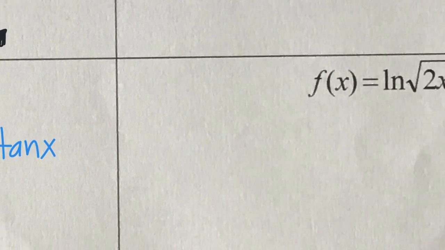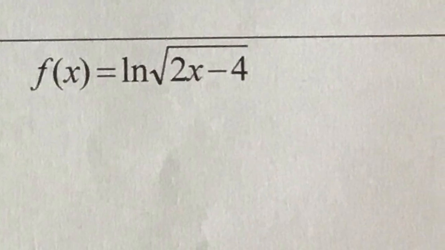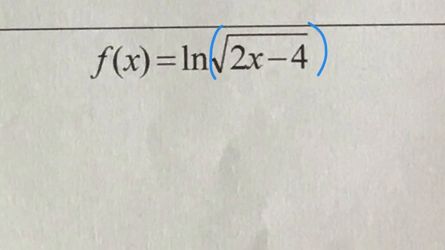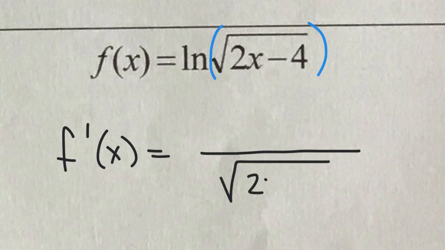Let's see what else we have. The natural log of a square root. Okay, we can handle this. Natural log of a square root. So remember, your square root is your argument. The square root is the argument. So the first part is pretty okay, right? The derivative of the natural log, well, that's nice. That's just 1 over the argument. So square root of 2x minus 4.